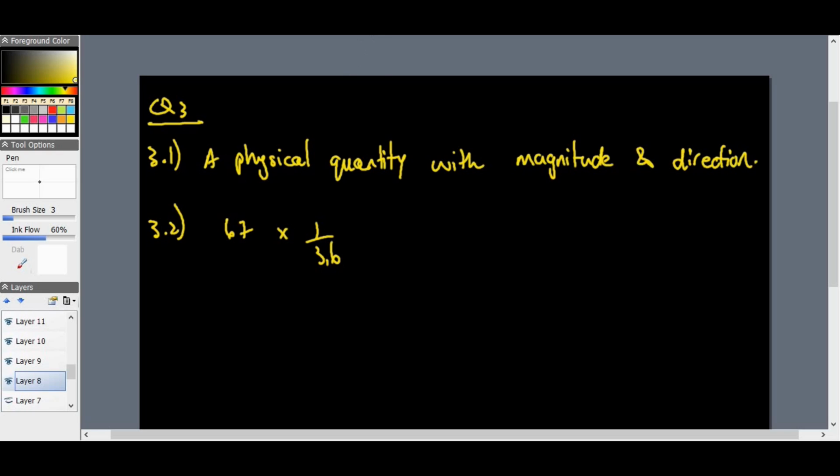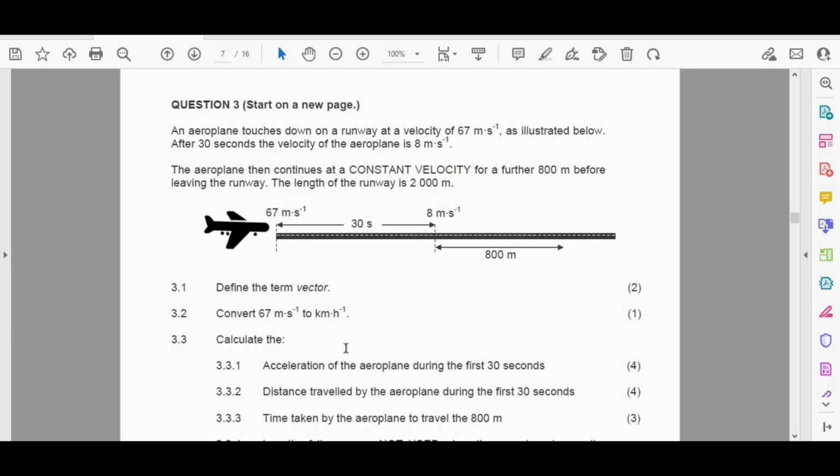Oh, excuse me, I'm talking complete nonsense. That's to get from kilometers per hour to meters per second. If you want to go from meters per second to kilometers per hour, we just have to multiply by 3,6, and we'll get 241,2 kilometers per hour. Alright, that's how to convert meters per second to kilometers per hour.